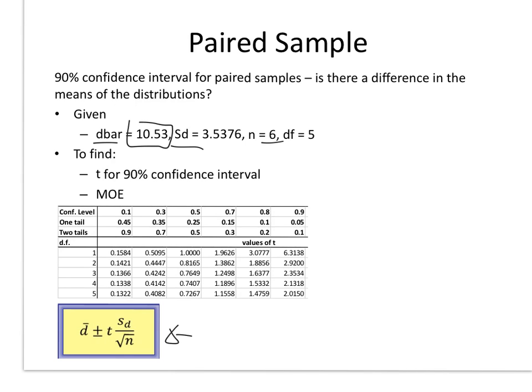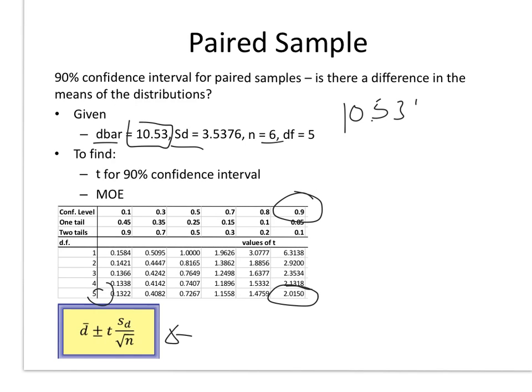So we've got almost all of the things we need, but first we need to get our critical value t for a 90% confidence interval estimate, so we can get it off of the table here. So we look in the confidence level row, and then we find 0.9 for our 90% confidence interval estimate, and then we find our degrees of freedom 5, and so our t, the critical value, is going to be 2.0150.